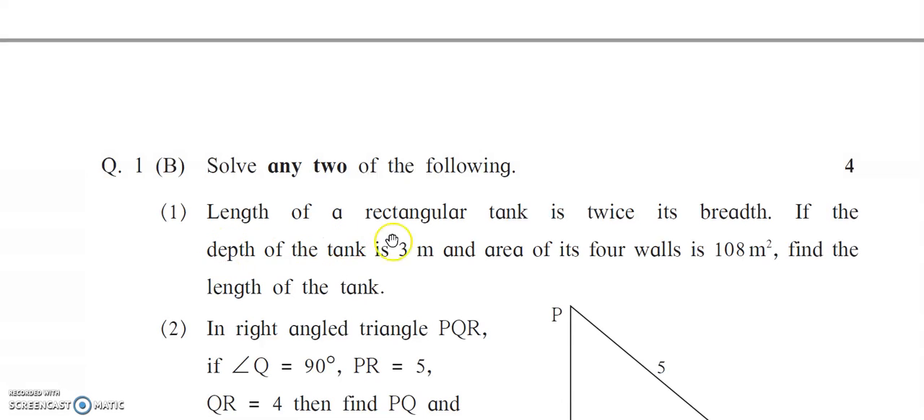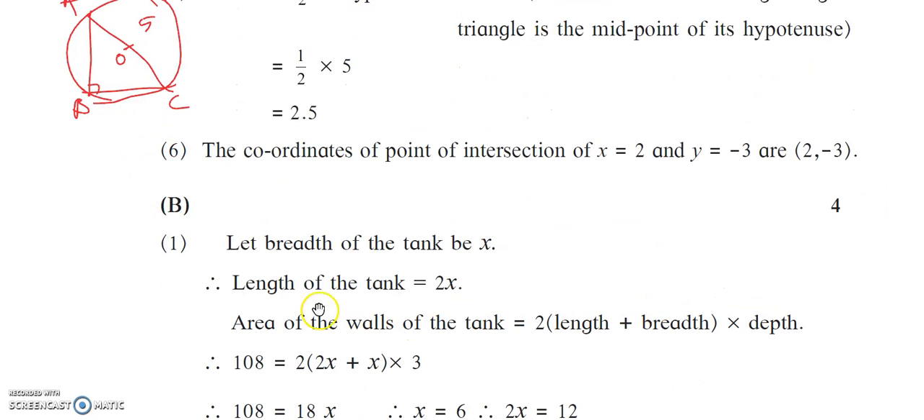Length of a rectangular tank is twice its breadth. If the depth of the tank is 2 meters and the area of its 4 walls is 108 meter square, find the length of the tank. Now it's very simple: vertical surface area of the tank is the perimeter of the base into height. What is the formula? Perimeter of the base means 2 in bracket L plus B, into height, here depth. Now here we say that breadth is equal to x, length is equal to 2x. Area of the walls is the perimeter of the base.